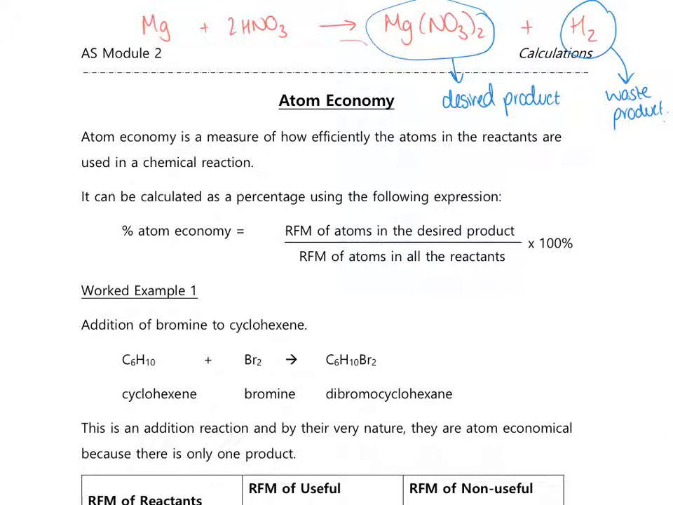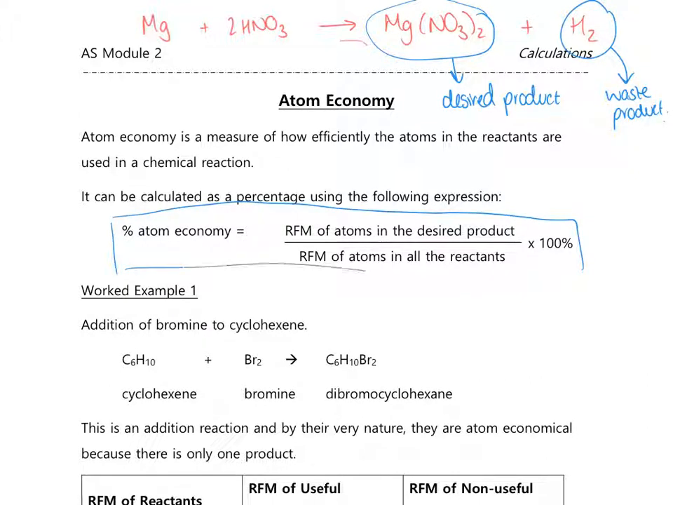Hydrogen is produced as a result, but I don't need it, so we consider it as a waste product. That is just produced as a result of the reaction, but it's not the thing I'm trying to make, therefore it's a waste product. So atom economy gives me a measure of the efficiency of the atoms in the reactants converting into the desired product. So how many of my atoms are incorporated into my desired product. And you can use this equation here, it's a very simple calculation.